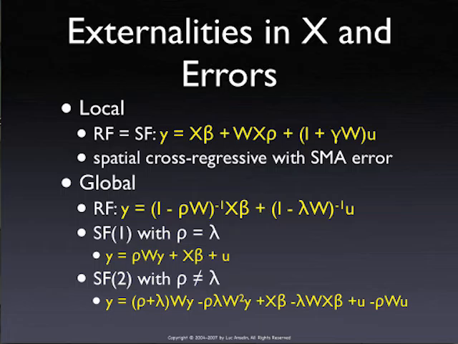Can you elaborate a little bit more on the local model, cross-regressive with the SAR error? You were saying there is an identification problem. Is there any way around that?